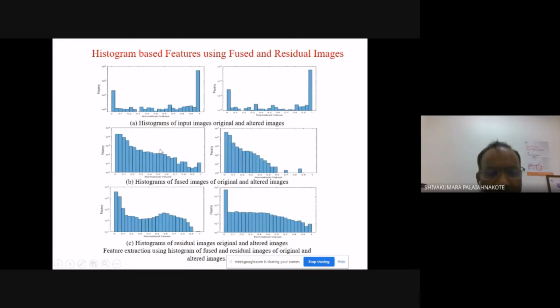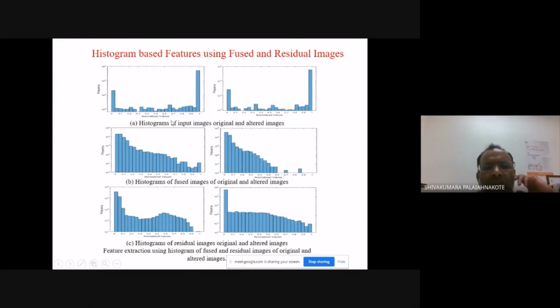So information is enhanced here, but we lost information here. Okay, so that is a big difference. Now residual. When you have a difference between these two, we are trying to extract residual, which means what? This is actually subtraction between the input and the fused image. So what is the difference between these two? That results in a residual image.